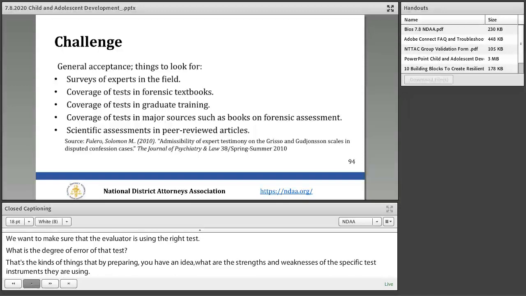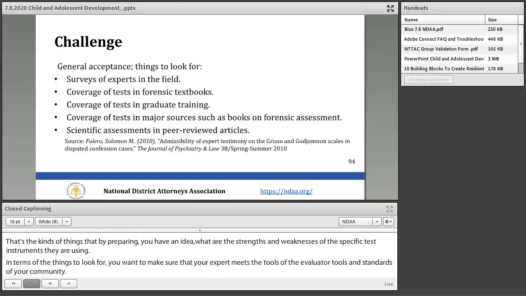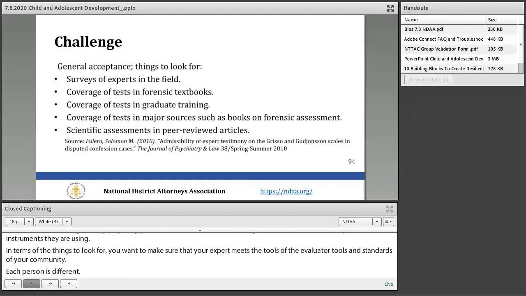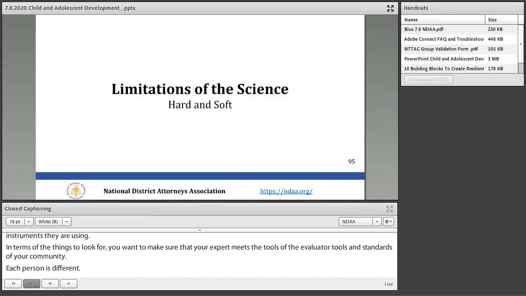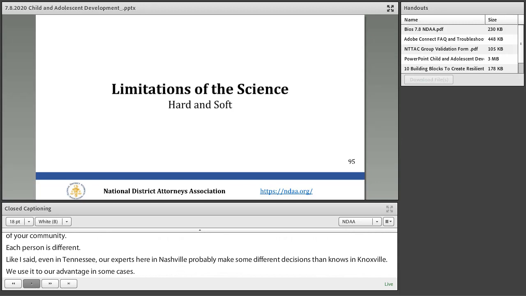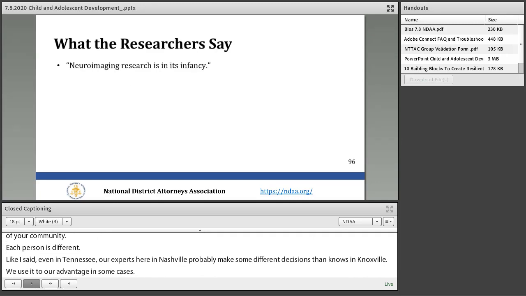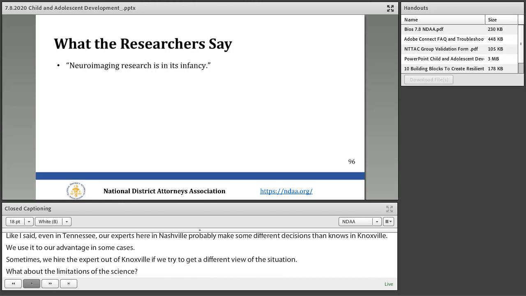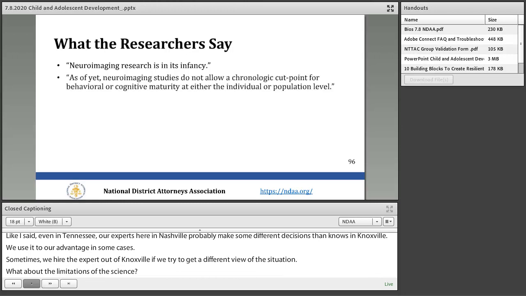In terms of the things to look for, you want to make sure that your expert meets the tools and standards of your community. Each person is different. Like I said, even in Tennessee, our experts here in Nashville probably make some different decisions than those in Knoxville. And we've used that to our advantage in some cases, where we've actually then hired the expert out of Knoxville if we're trying to get a different view of the situation.